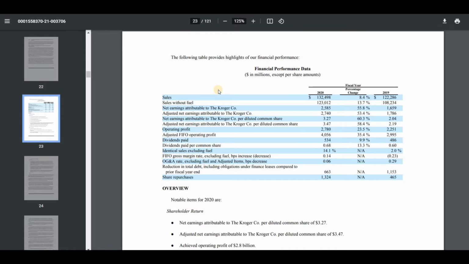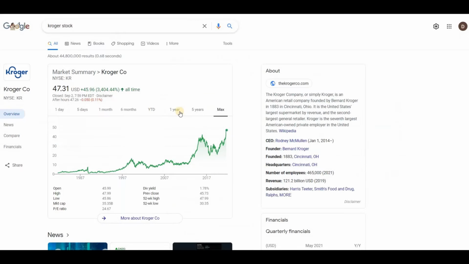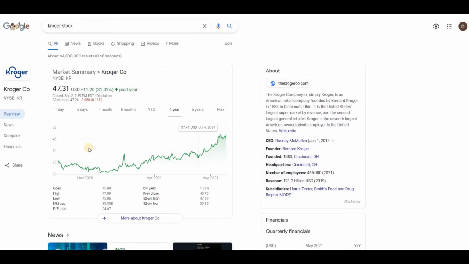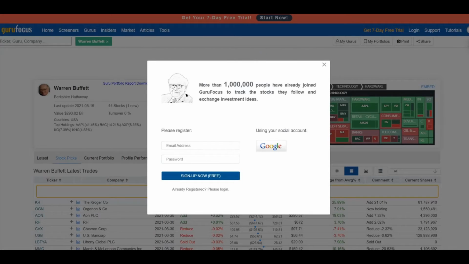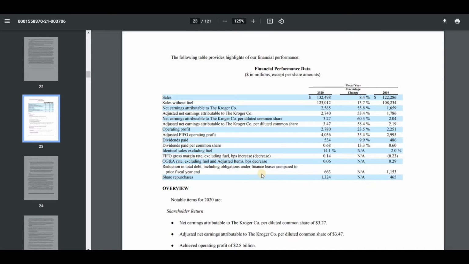But I do see some very interesting things here, which may have convinced Warren Buffett to buy the shares. In my opinion, share repurchases are one of the most important things, and they more than tripled their share repurchase program, especially in 2019, when their stock price was relatively low. In 2019, they were trading at around $24, and in 2020, they were trading much higher. So they bought more shares in 2020 than in 2019.